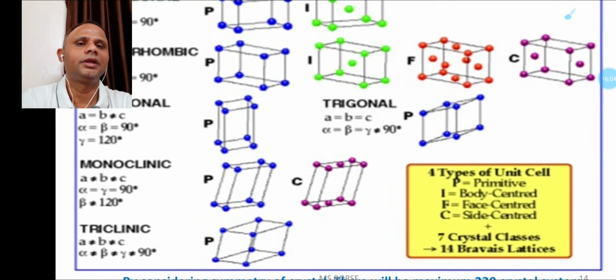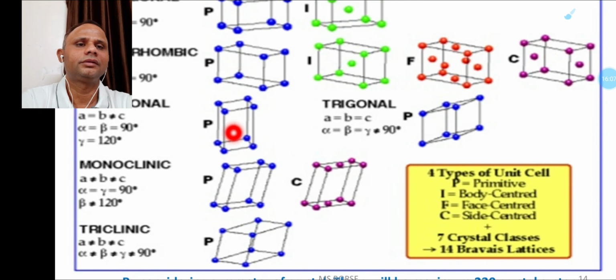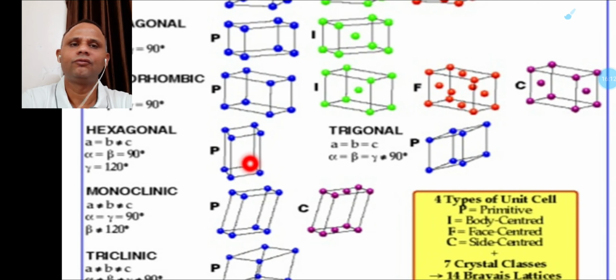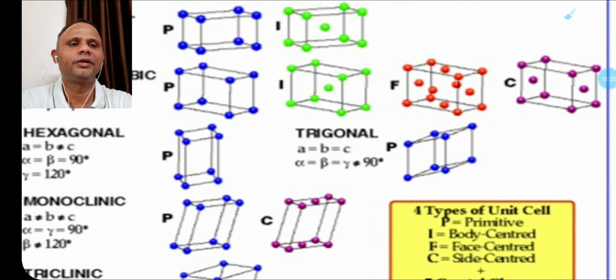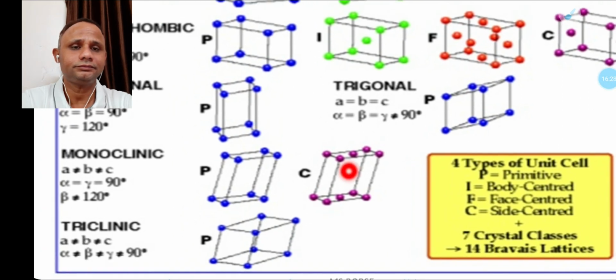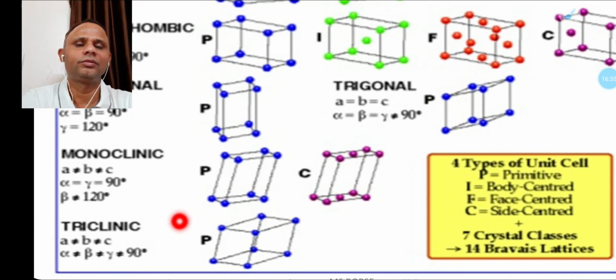In the hexagonal case, there will be only one unit cell. There will be no non-primitive unit cell. Then trigonal: there is only simple trigonal. There will be no non-primitive unit cell. But in monoclinic, there will be the simple monoclinic unit cell and the end-centered unit cell. And in the case of triclinic, only the simple triclinic unit cell.